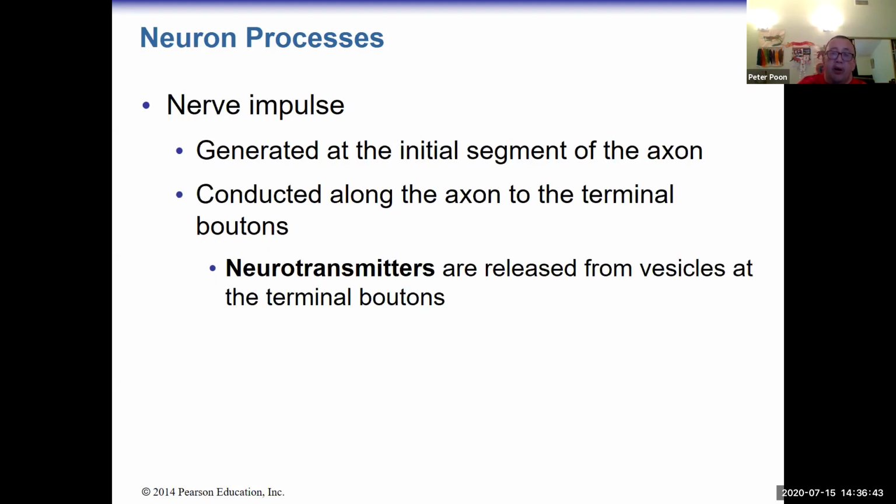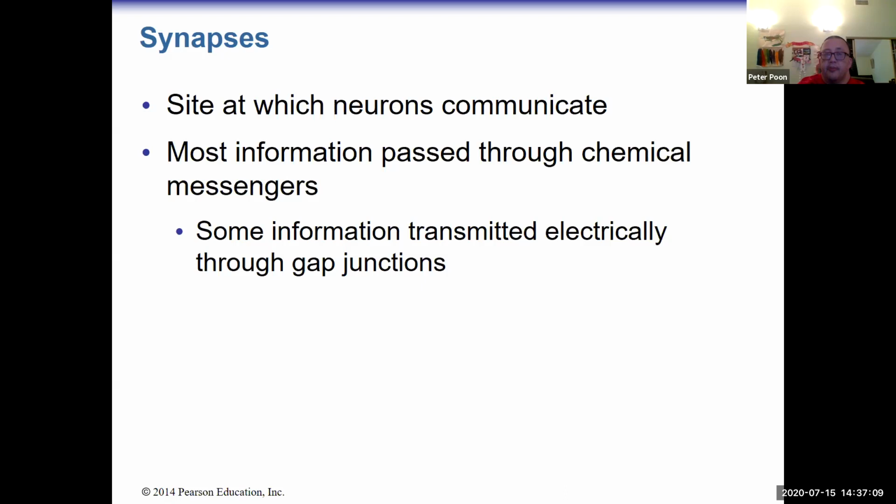The nerve impulse is generated at the initial segment of the axon, called the axon hillock. It's conducted along the axon to the terminal boutons. At the very end of the terminal bouton, neurotransmitters are released from vesicles, and we already saw that when we talked about muscle. That's the acetylcholine release. The site at which neurons communicate are the synapses. Like I said, the synapses are a big deal, and how you modulate the synapses changes a lot of things.